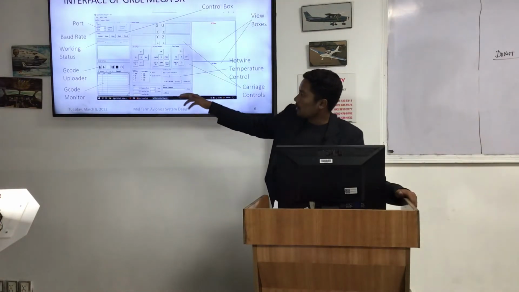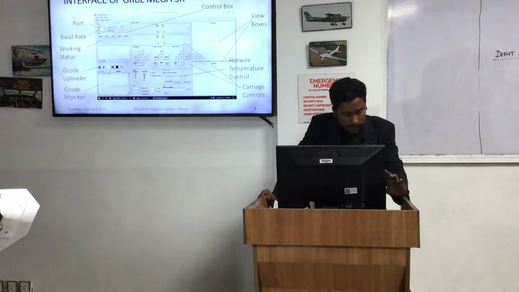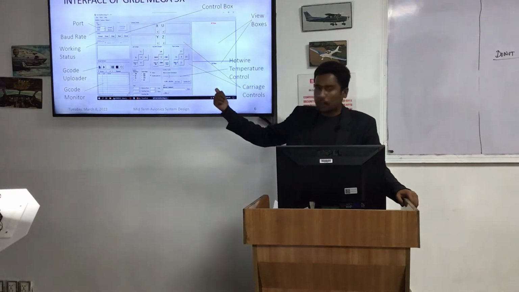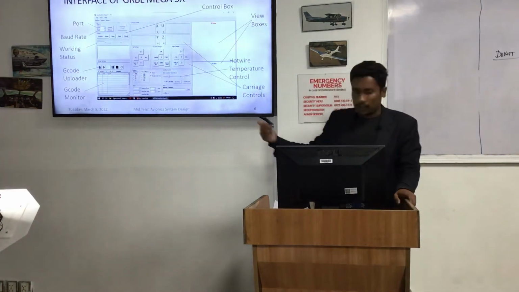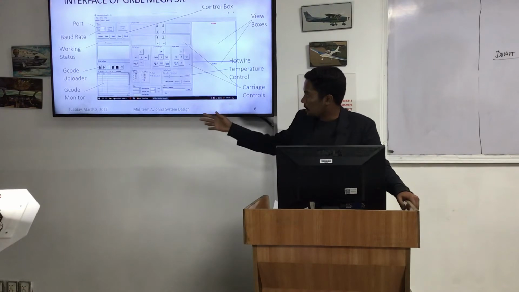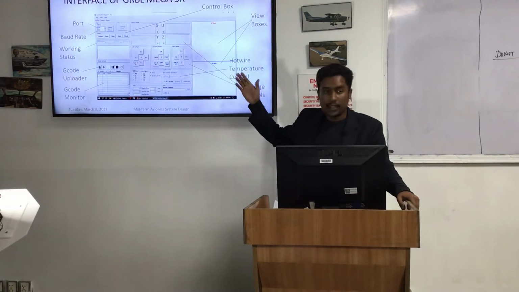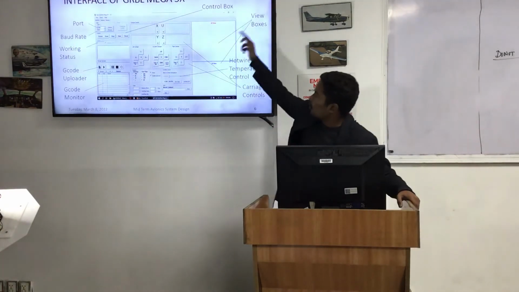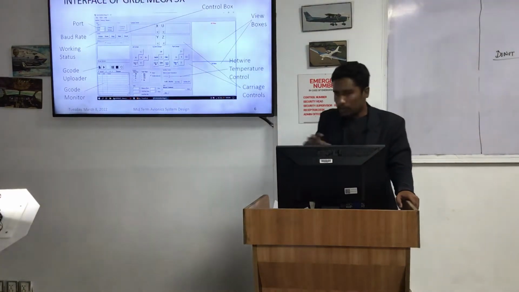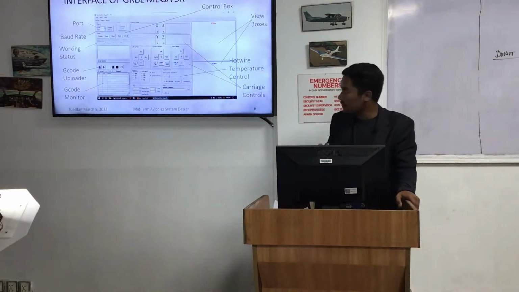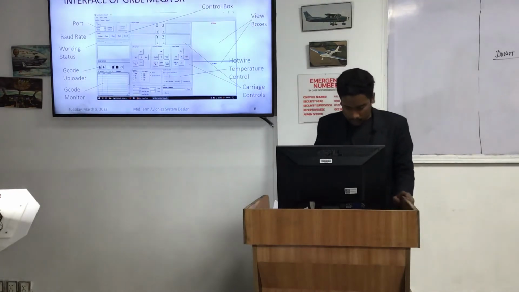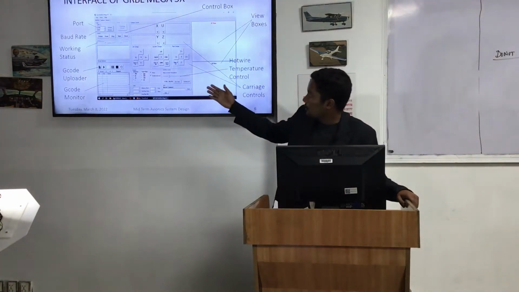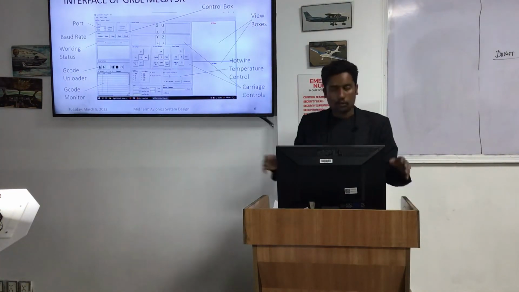Then there is a G code uploader. By pushing this button, we can upload the G code that we have written. I will show it later. Then there is a G code monitor. This is used to monitor the G code that we have uploaded through that button. And then there is a control box. The control box is used to unlock, reset, stop, start, check, and to control the GRBL Mega 5X software.